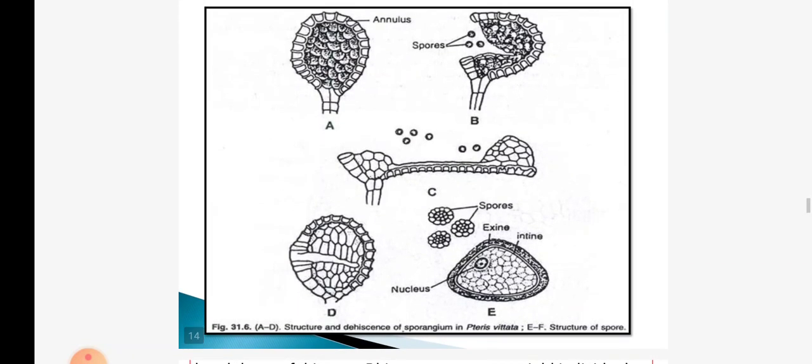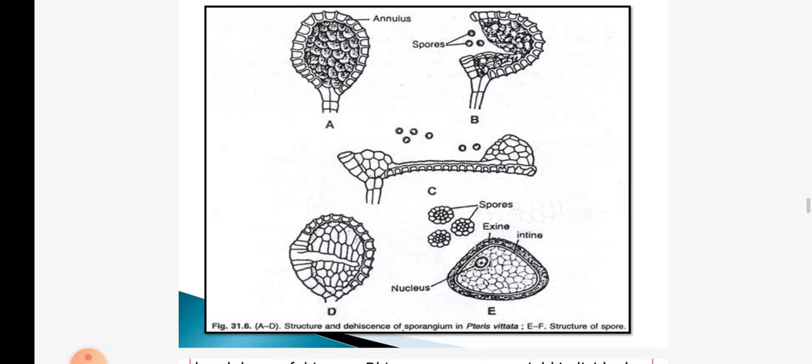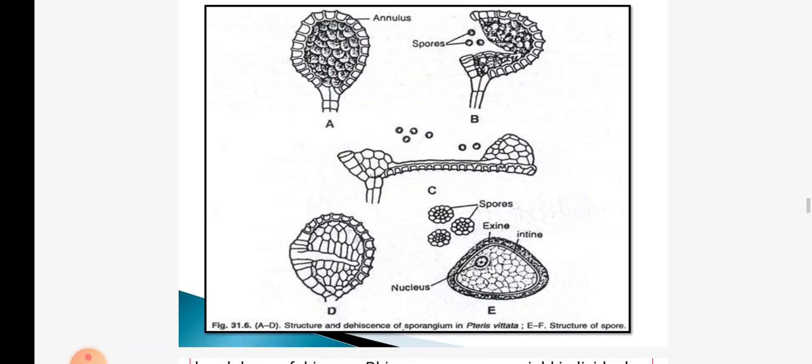This figure represents structure and dehiscence of sporangium in Pteris vittata. See the structure of spores. Sporangium is with annulus. It is with stomium. Then spores are liberated. Each spore is with exine, intine and nucleus.